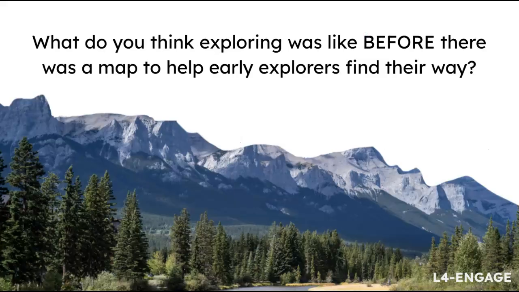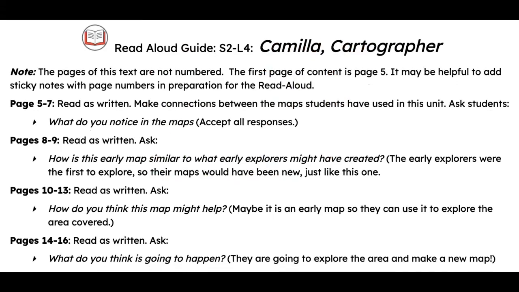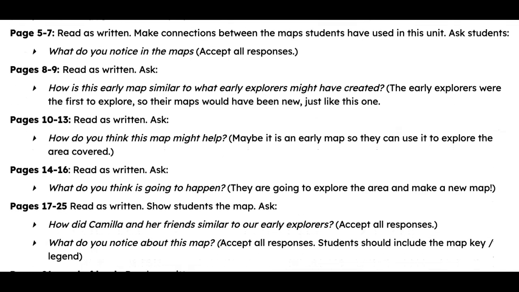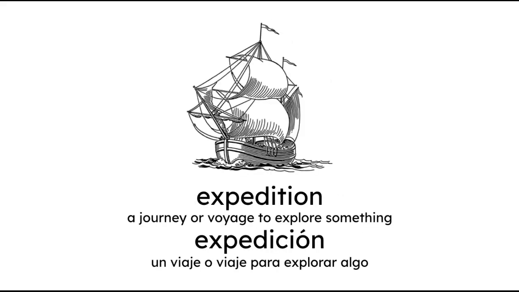For the Engage portion of the lesson, you'll begin by asking students what they think exploring was like before there were maps. You'll then read the book Camilla Cartographer. Use the Read Aloud guide to read and discuss the book with students. During your discussion, you can post and talk about the cartographer and expedition vocabulary cards.